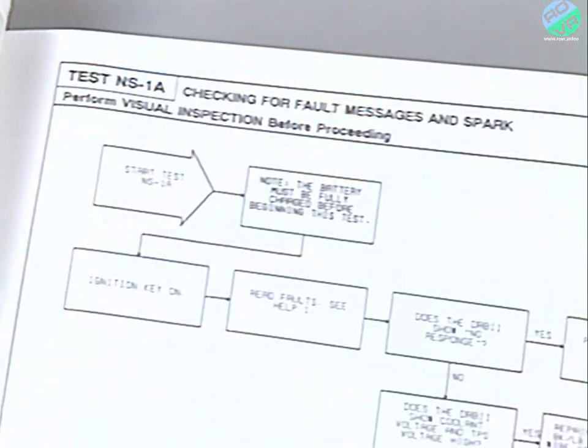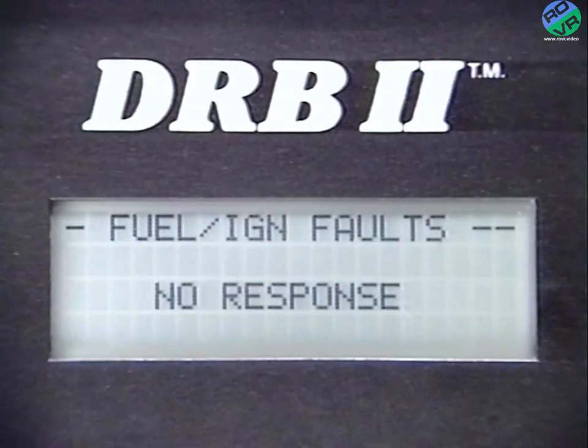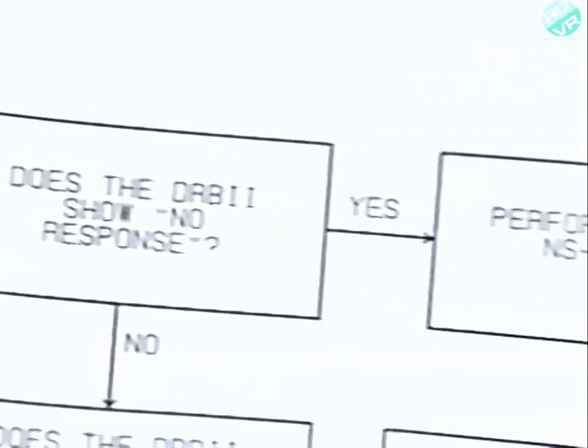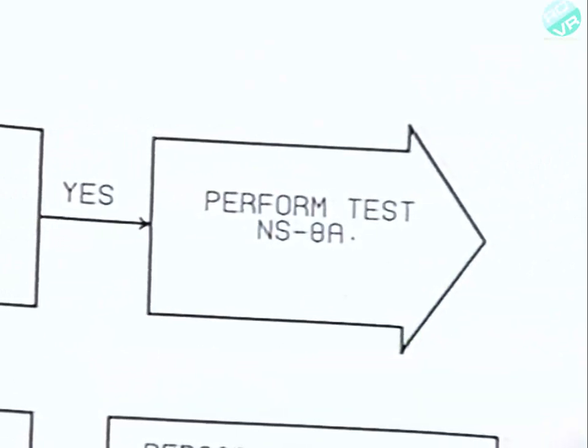Test NS1A first instructs you to ensure that the battery is fully charged. It then instructs you to turn the ignition key to the on position and use the DRBII to access any stored fault messages. If the DRBII display showed no response, then test NS1A instructs you to perform test NS8A, a test of the throttle position and map sensors. But if the no response message persists, refer to the 1991 Vehicle Communications Manual.